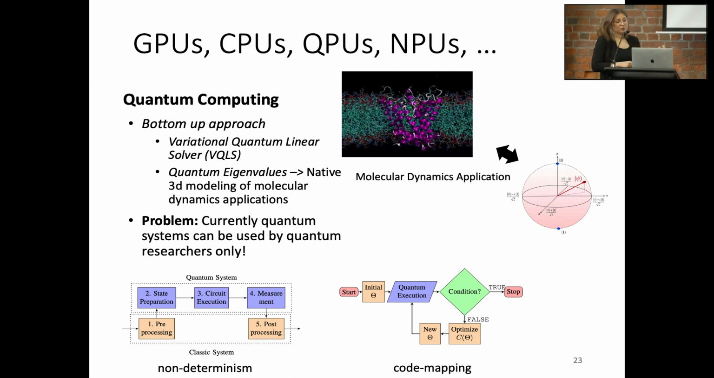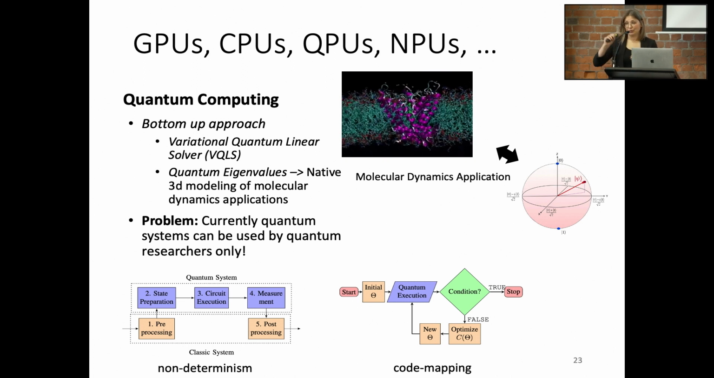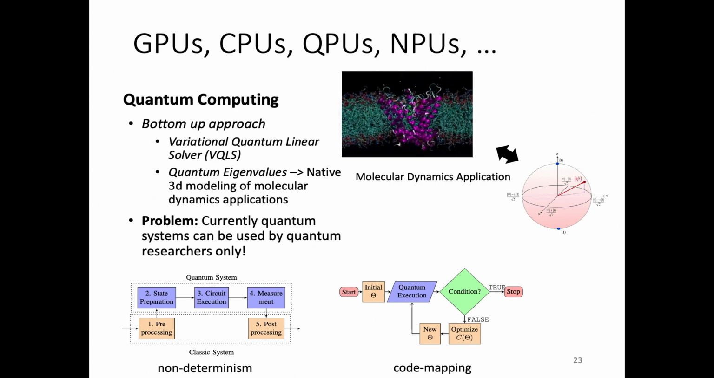Currently, there are two problems that you have to solve if you want to execute your code on a quantum machine. First, you have to deal with non-determinism. That is something not new, but not common to computer scientists. It's not that you just do pre-processing, state preparation, circuit execution, and measurement, and then post-processing. No, you have to do it multiple times, a lot of times, because all those machines are very noisy. So you don't get the result, you get a distribution over results, right? So this is the first challenge. The other one is that you usually cannot map your classic code to the quantum machine in a one-to-one manner.